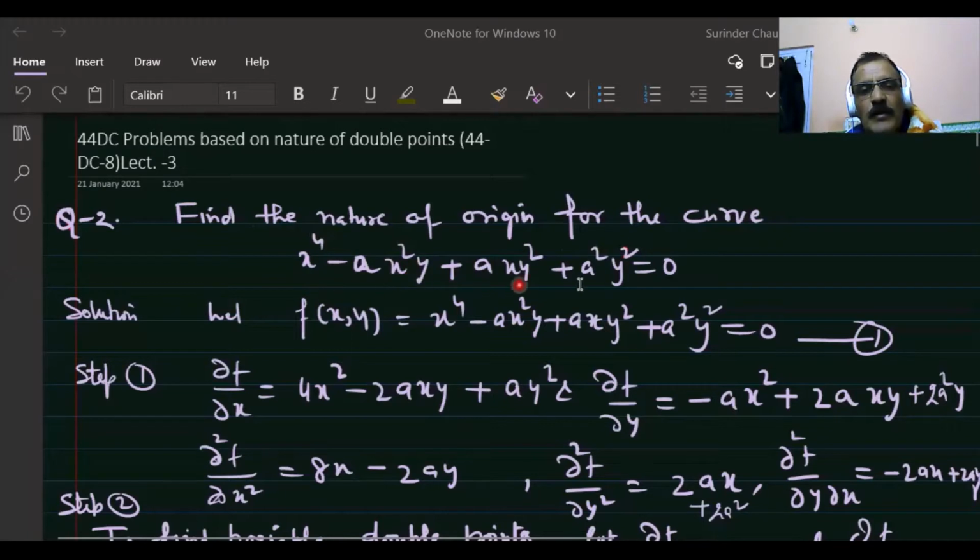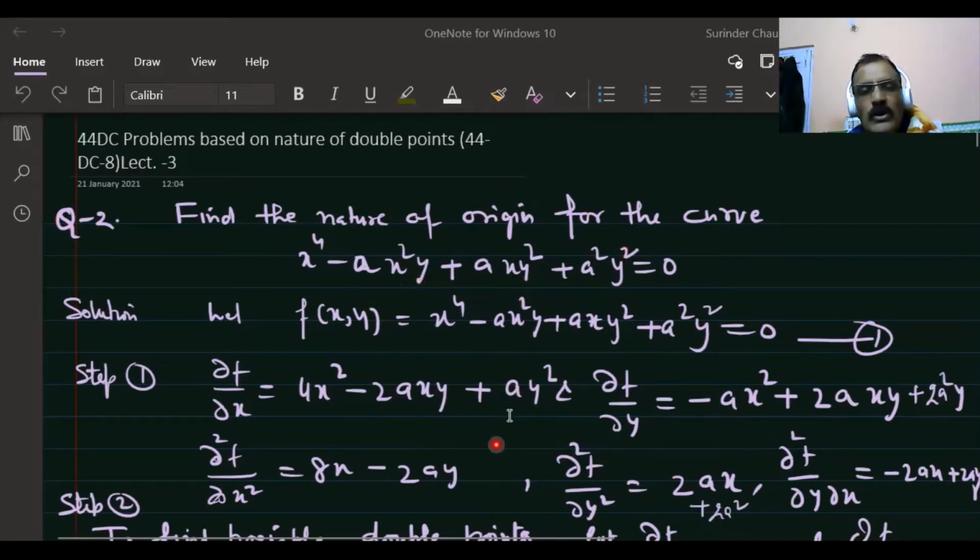This is a rational algebraic curve: x to the 4 minus a x square y plus a x y square plus a square y square is 0. Now this rational curve passes through the origin. So the second method, the general method, is not applicable here. It will become lengthy when the rational algebraic curve passes through the origin. So don't proceed by this method.